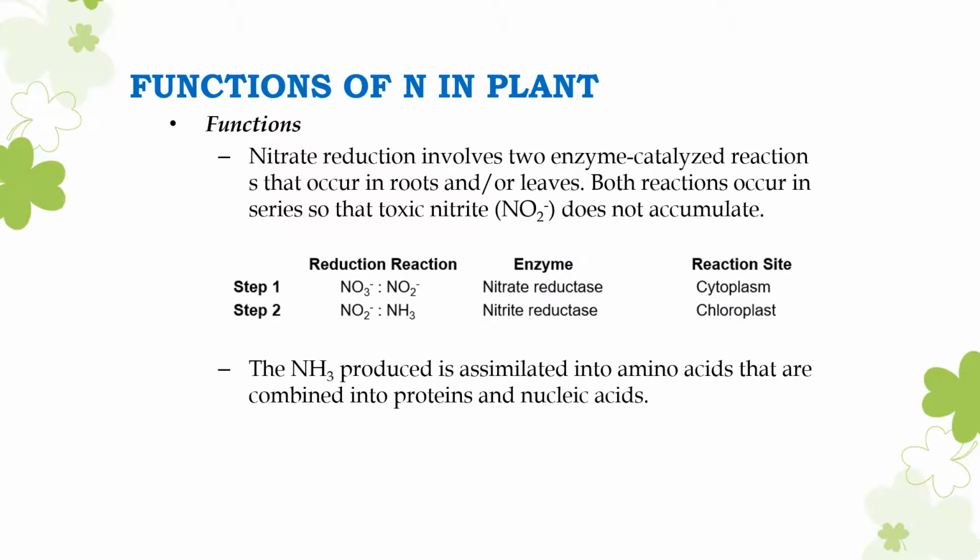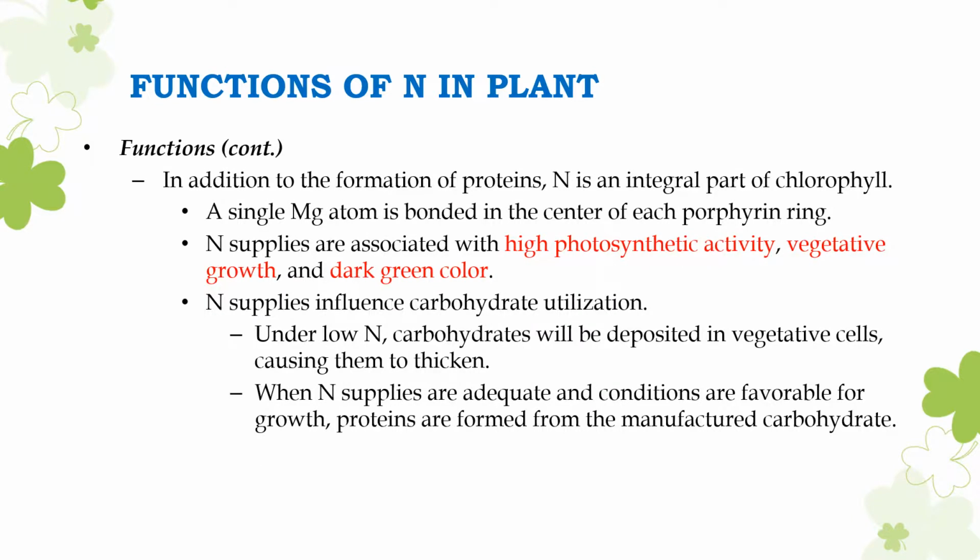The functions of nitrogen in plants. The nitrate reduction involves two enzyme catalyzed reactions that occur in roots and also in leaves. Both reactions occur in series so that toxic nitrate does not accumulate. It is shown in step 1 and step 2. The ammonia produced is assimilated into amino acids that are combined into proteins and nucleic acids. In addition to the formation of proteins, nitrogen is also an integral part of the chlorophyll. A single magnesium atom is bonded in the center of each porphyrin ring.